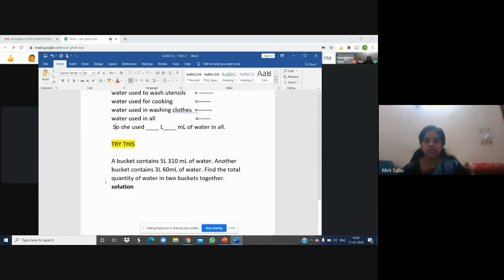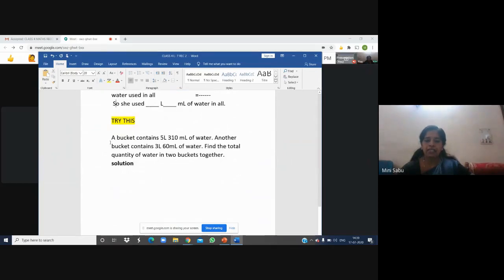Now this is another question for you. Here I just gave you the question. A bucket contains 5 liter 310 milliliter of water. Another bucket contains 3 liter 60 ml of water. Find the total quantity of water in the 2 buckets together.